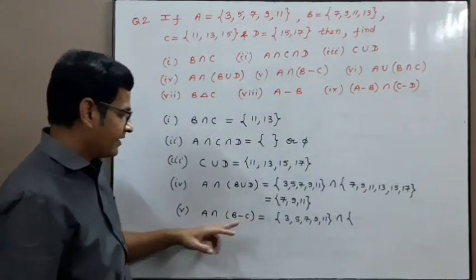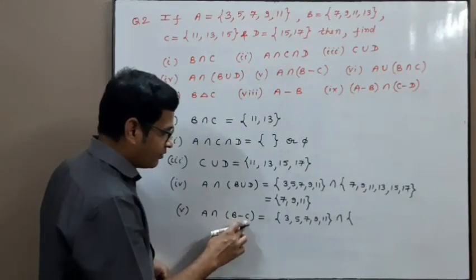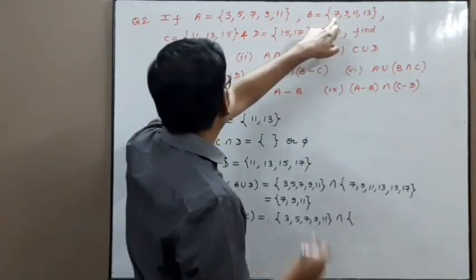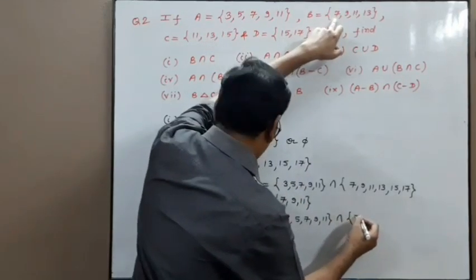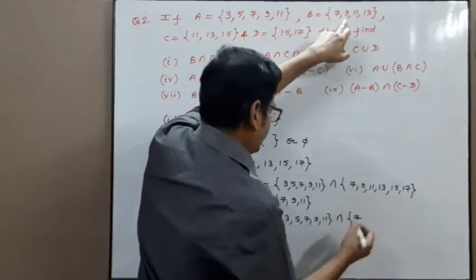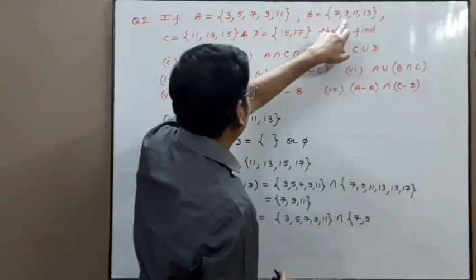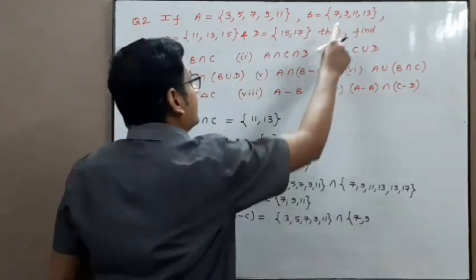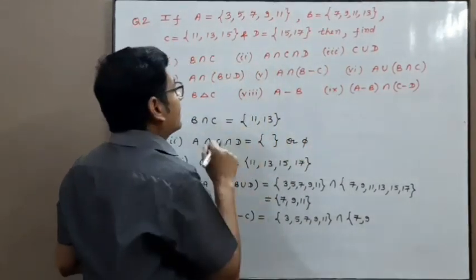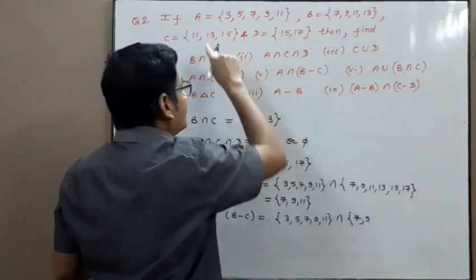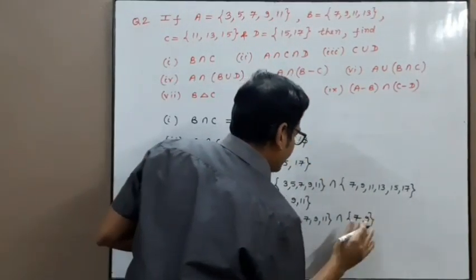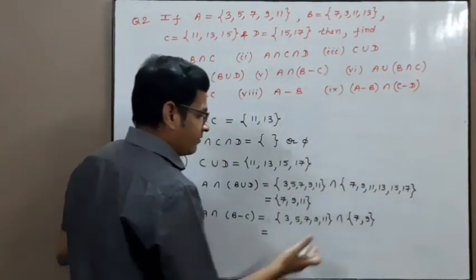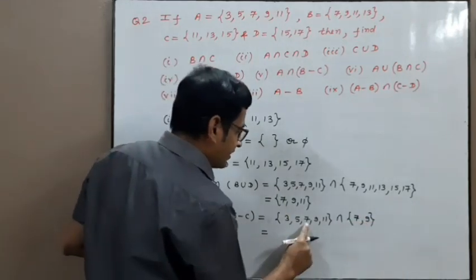B minus C is a set of all those elements which belong to B, not to C. So this is B. Now check 7. 7 does not belong to C, so 7 belongs to B minus C. 9 also belongs to B minus C. 11 does not belong to B minus C because 11 belongs to B and 11 also belongs to C. 13 belongs to B and 13 belongs to C. So only 7, 9. Now intersection. What is common between these two sets? 7 and 9.